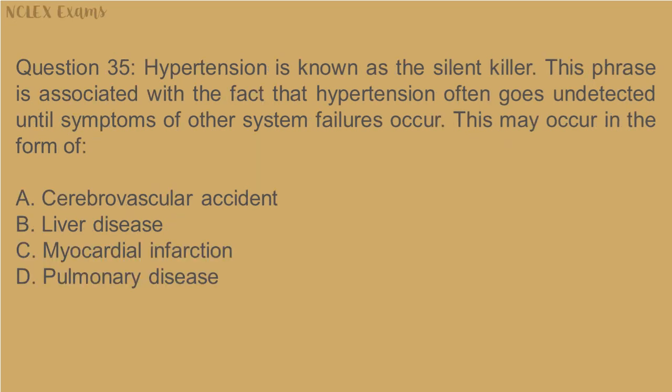Question 35. Hypertension is known as the silent killer. This phrase is associated with the fact that hypertension often goes undetected until symptoms of other system failures occur. This may occur in the form of A. Cerebrovascular accident. B. Liver disease. C. Myocardial infarction. D. Pulmonary disease.